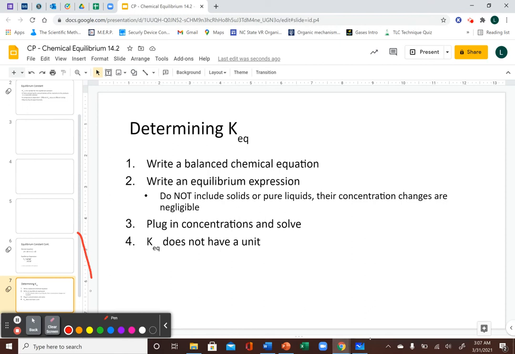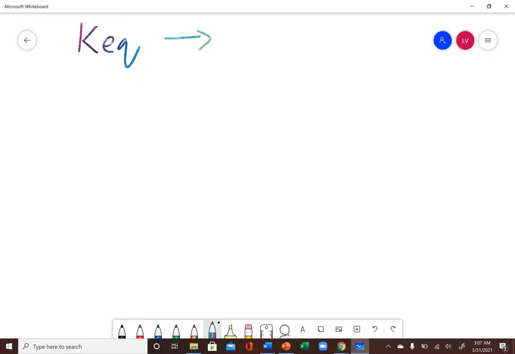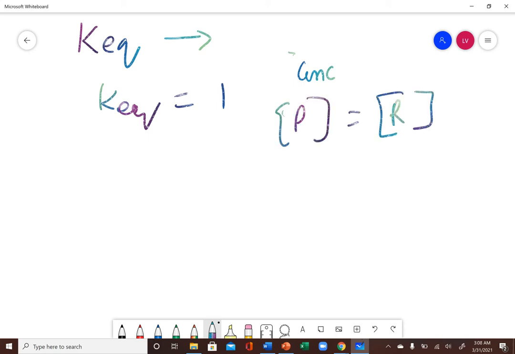Give me a second. The value of KEQ tells us something about the reaction. If the value of KEQ equals 1, that means when equilibrium is achieved, the concentration of the products equals the concentration of the reactants. That means in your reaction mixture, you have a 50-50 amount of products and reactants.